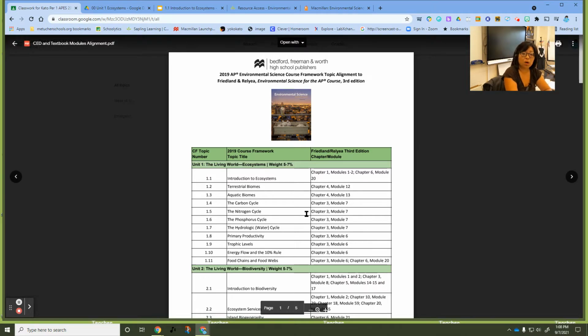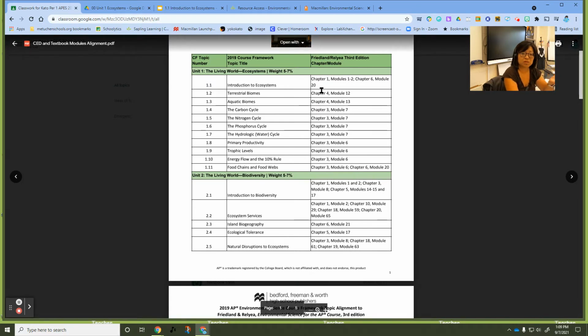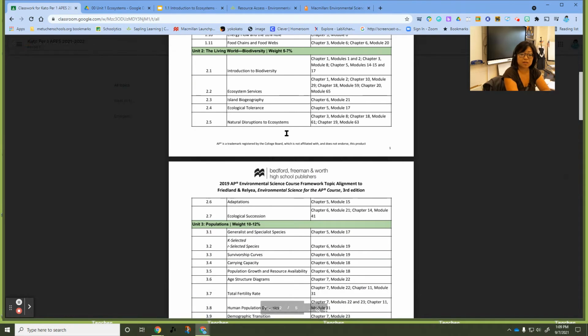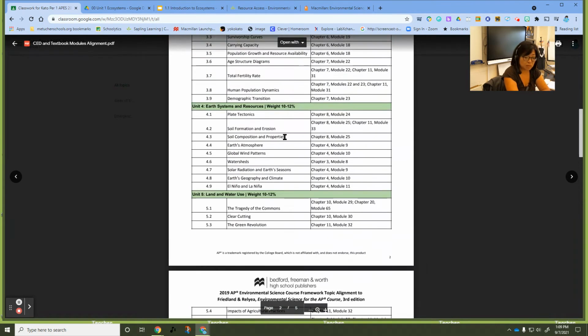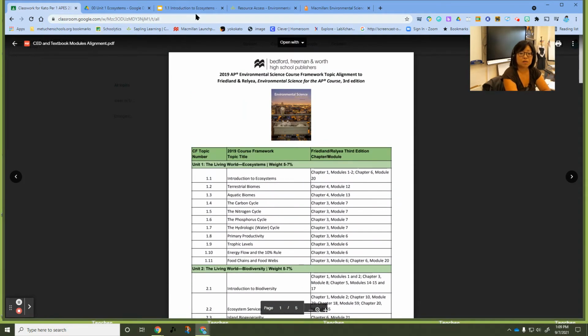Just keep in mind that we're going to be skipping around quite a bit in the book, especially in the beginning, because there's quite a bit of chapter 4, chapter 3, chapter 1 within the first 2 units. It does tend to fall into line a little bit more as we go later into the units. But keep in mind that you're going to have to be aware of what the reading assignments are, because we're not going to be going in order.